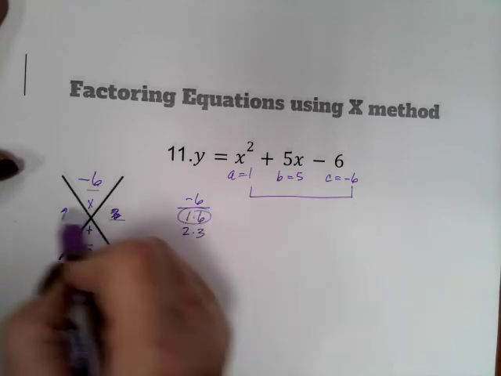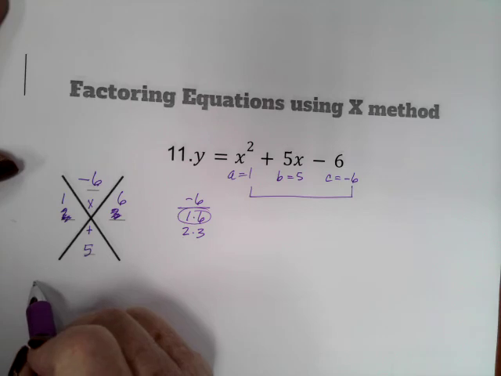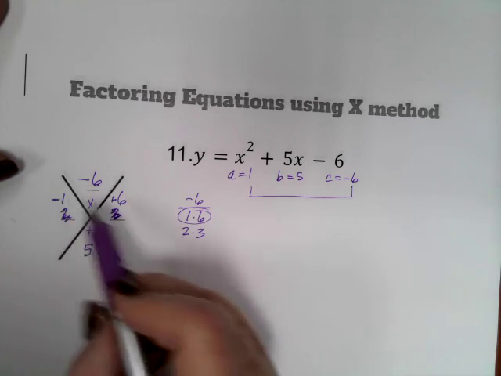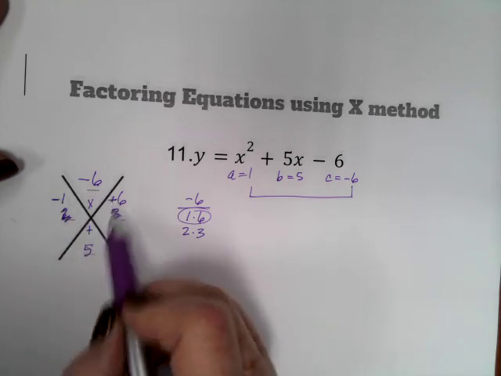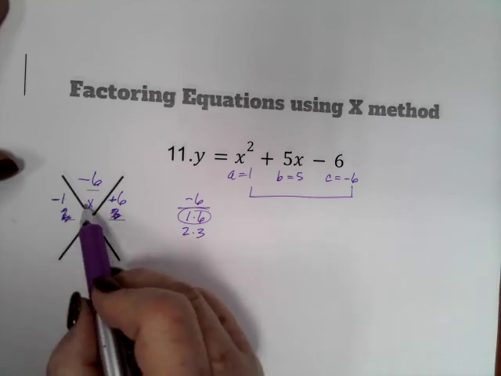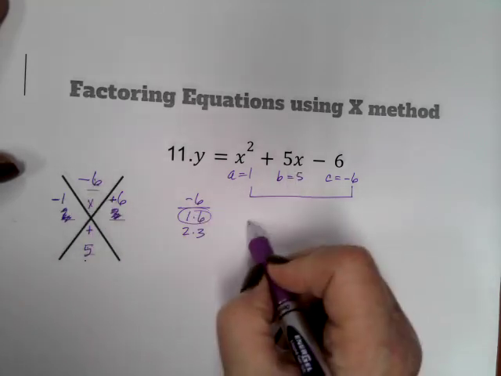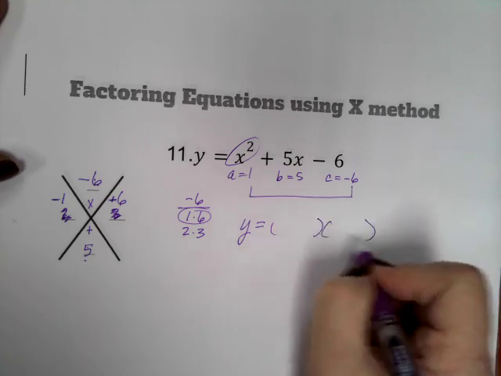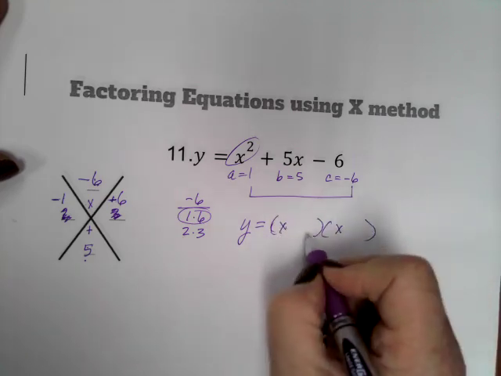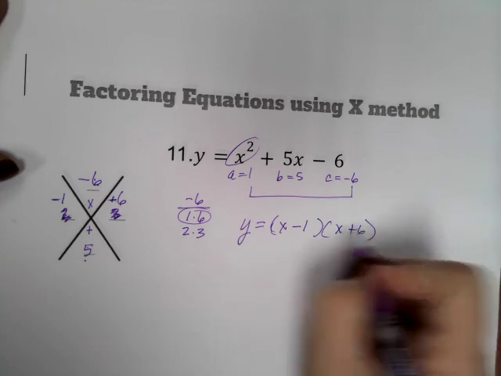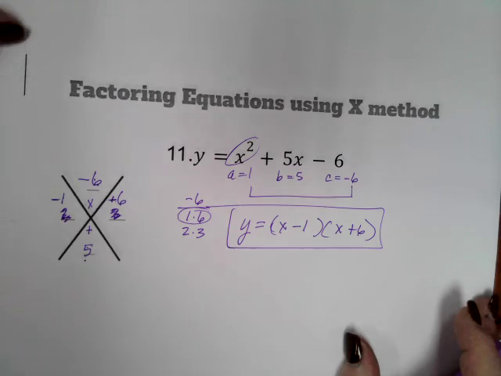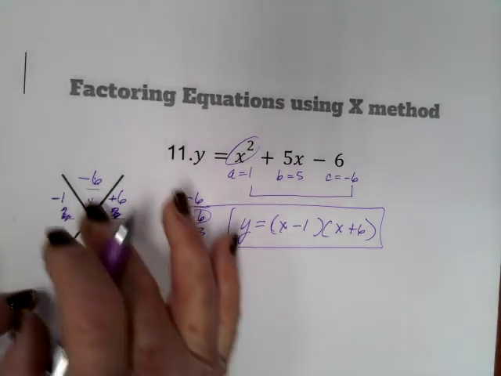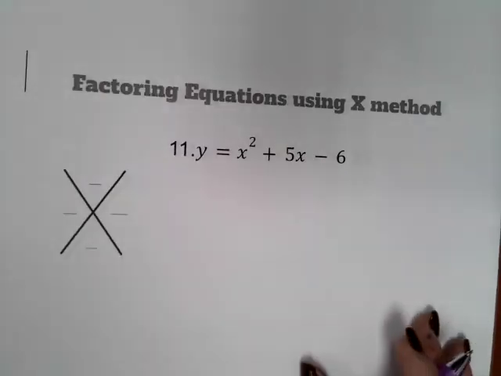So let's try 1 and 6. Okay, if this is positive, this will have to be positive. This will have to be negative. Is -1 plus 6, is that 5? Yes. Is -1 times 6 -6? Yes. So final answer, y equals, take your two x's and split them, x and x, and we're going to go -1 plus 6. And there's your answer. So sometimes you have two choices, and you've got to check it out to see which one works out.